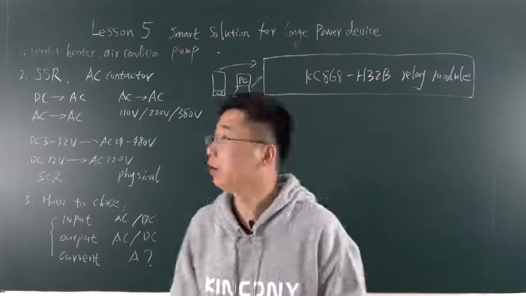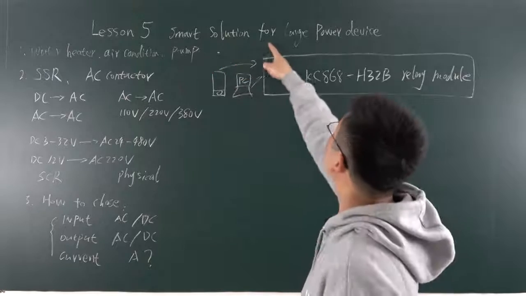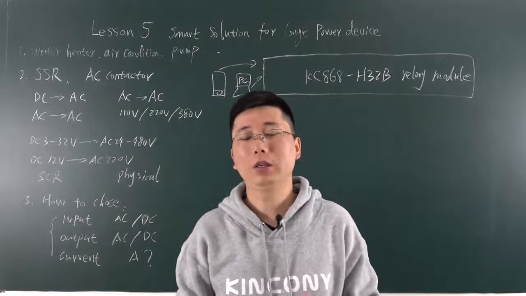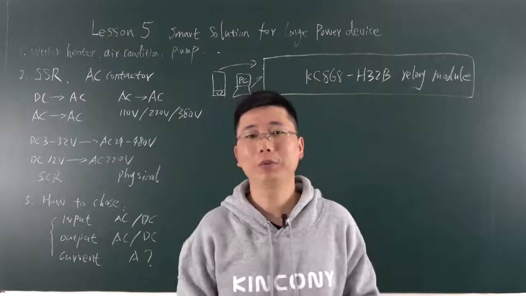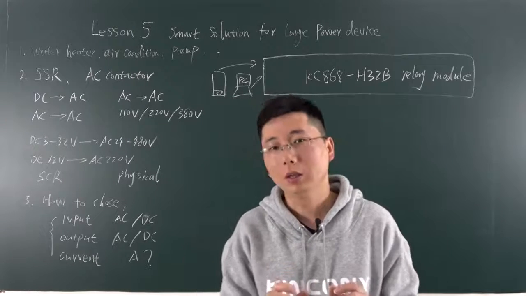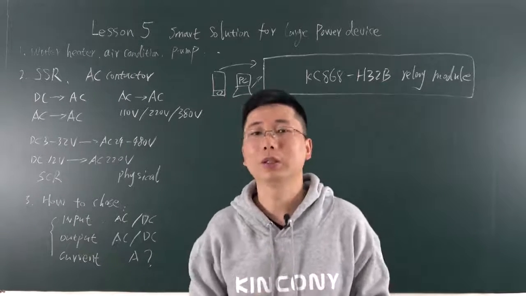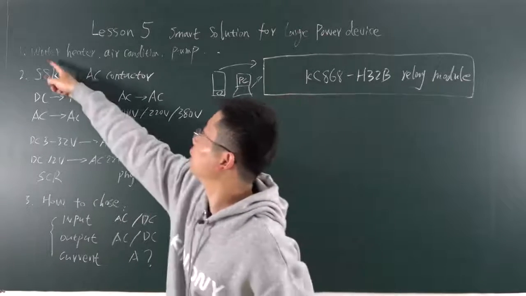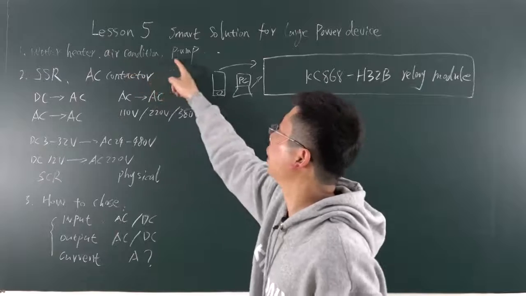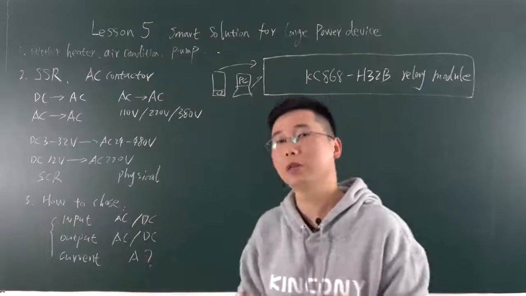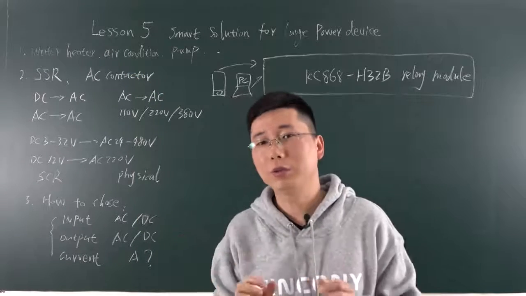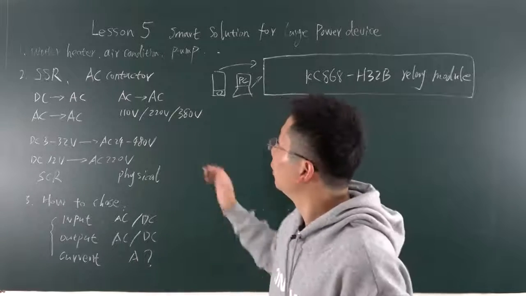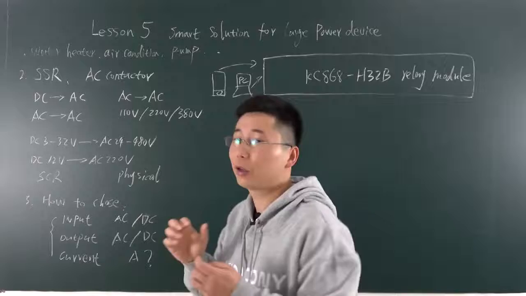This lesson is lesson 5. I will show you the smart solution for large power devices. Before, we made videos about the relay controller controlling a lamp, which is a small current load. If you have a large current load like a water heater, air conditioner, or pump, the power is very large. If you use the relay controller directly, it will be a bad thing. So you need a device to extend the large power control.